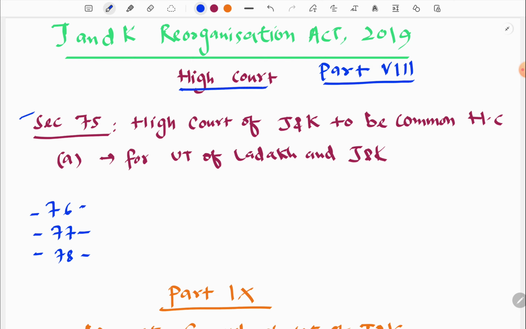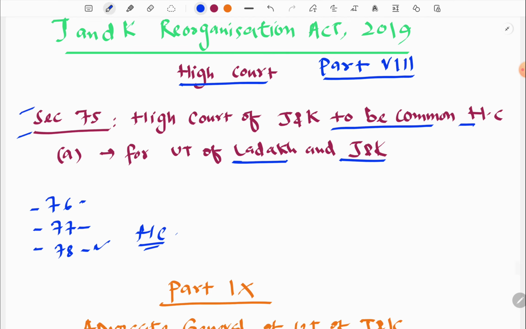Its very important section is section 75, which says that there has to be a common high court for both the UT of Ladakh and the UT of JNK. Very simple. I'll move forward. The following sections 76, 77, and 78 add some further details about the high court only.